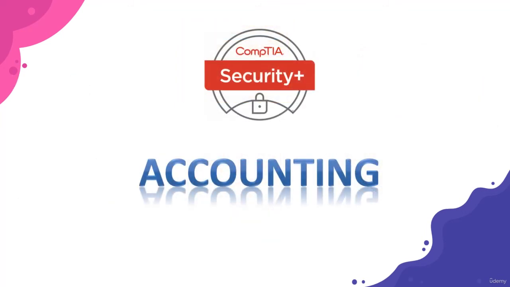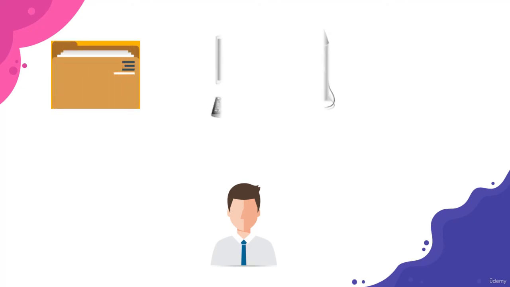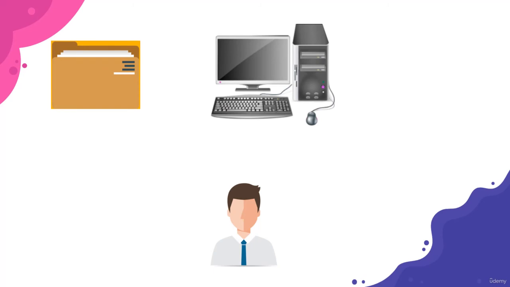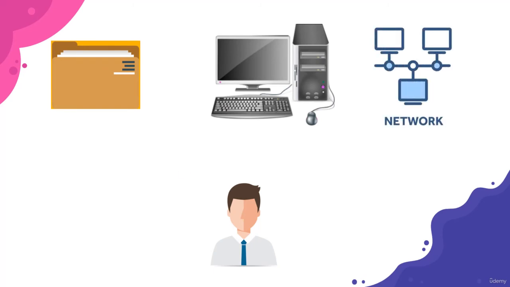The third A is accounting. Accounting enables tracking of data, computer usage, and network resources. Now, when we do this, it's usually placed in something called a log file. This is essentially just a file on a computer that is a large text document. It keeps track of all kinds of things.